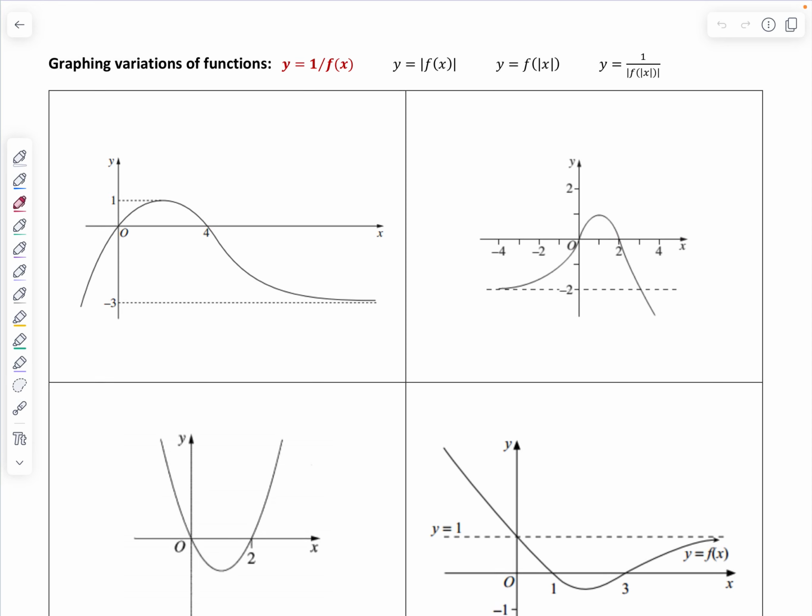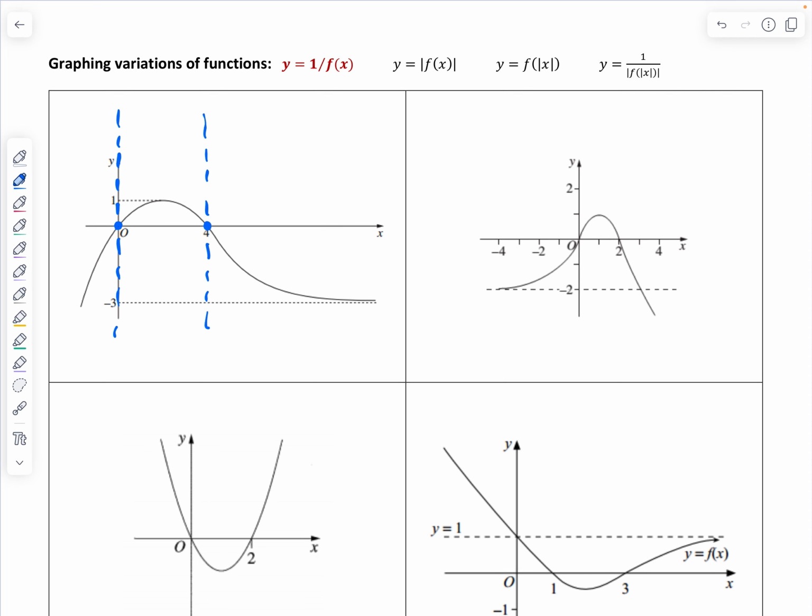We're going through answers to graphing variations of functions. So for y equals 1 over f of x, first things first, anywhere that the original has an x-intercept, the transformed function, the reciprocal, has a vertical asymptote. All right, next, the reciprocal of negative is negative, and positive is positive, and negative is negative. So the asymptotes have split the function into three parts.